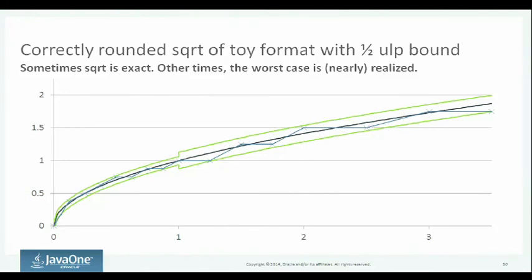Now, while it's easy to see what's going on with square root looking at it graphically, that's not the only way you can think about it. You can also think about the 1/2 ULP as a bound. Sometimes you have an exact value, so there's no error, and other times you do get very close. But this graph is not the only way you can think about floating point.